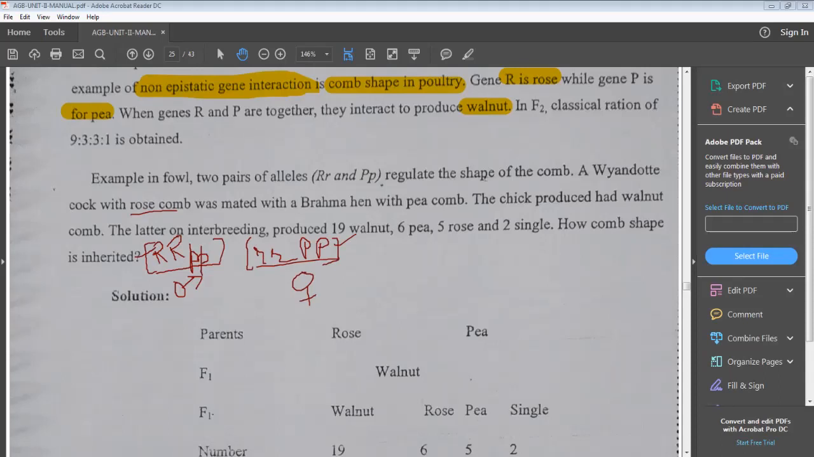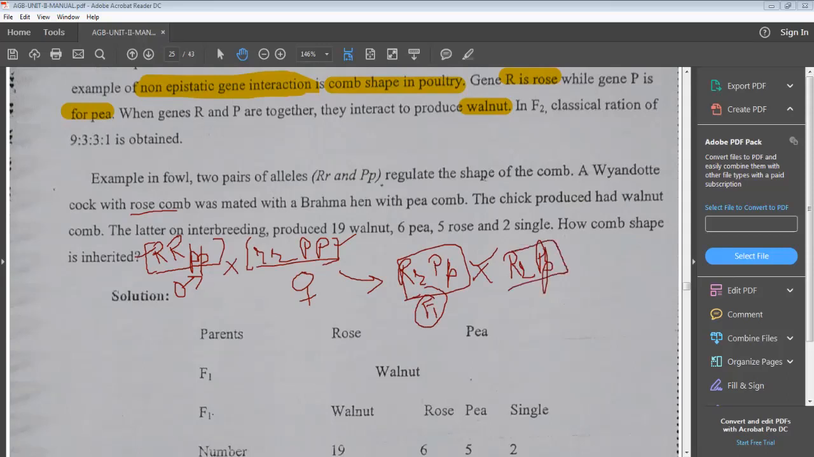If we mate them, we will get individuals with the genotype capital R, small r, capital P, small p. This is our F1. Then we cross this with a similar genotype.